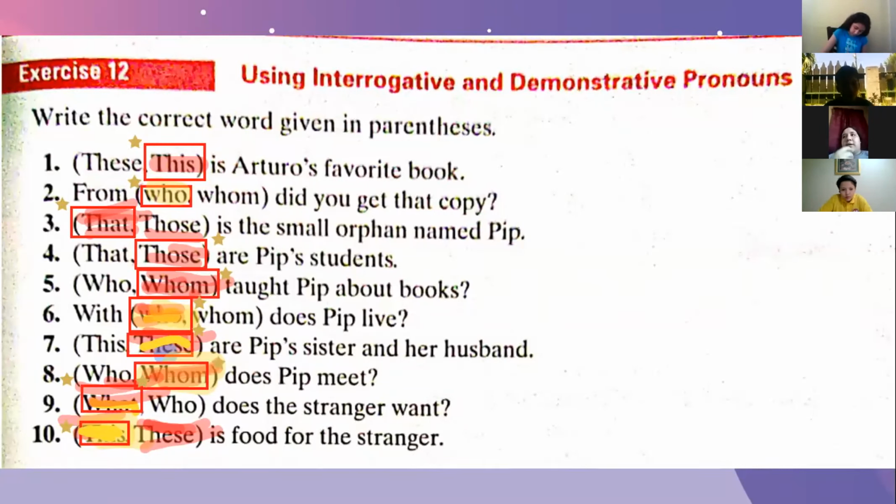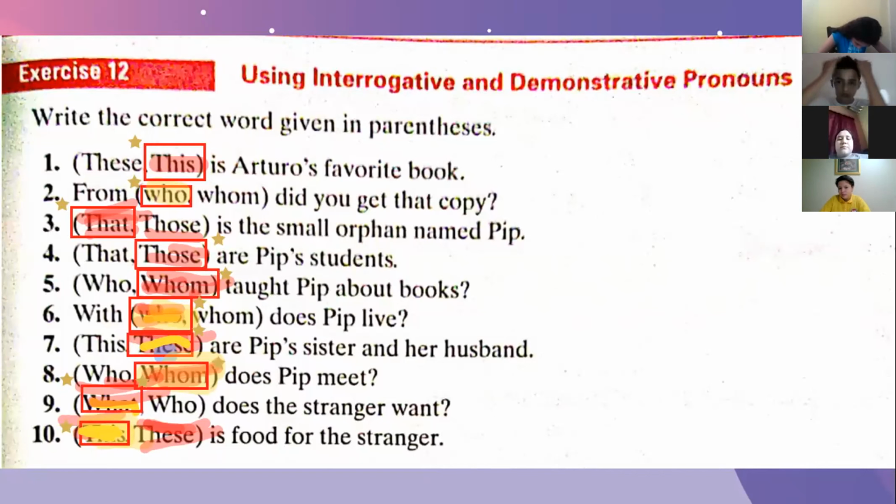Okay. And then we have number 8. Whom does Pete meet? That one's correct, because the person or the word in the sentence that is receiving the action is whom. Then we have number 9, that is whose. I can't read, in fact. I don't know what's the answer of that one because I can't read. I think it was whom, right?